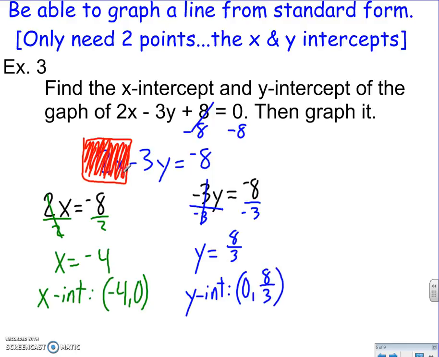Last part is graphing it. We just sketch in Algebra 2. I'm going to say negative 4, 0 is about right here. That's the x-intercept. I'm going to say 0, 8/3. That's almost 3. But right here. And all you do is connect it. If you have 2 points, you connect a straight line. That's your answer. So if you want to label this, you can. Negative 4, 0 and 0, 8/3.